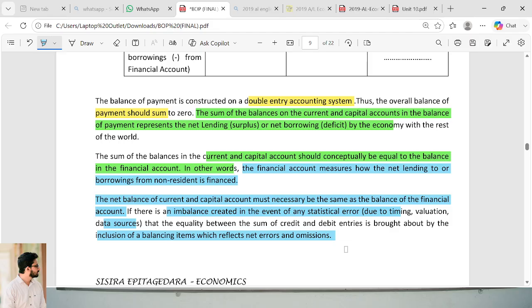If there is an imbalance between the current account balance, capital account balance and financial account balance, we insert a separate item called net errors and omissions to make the balance of payments balance. That is the idea.